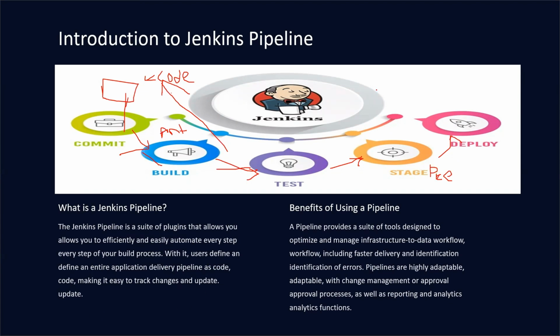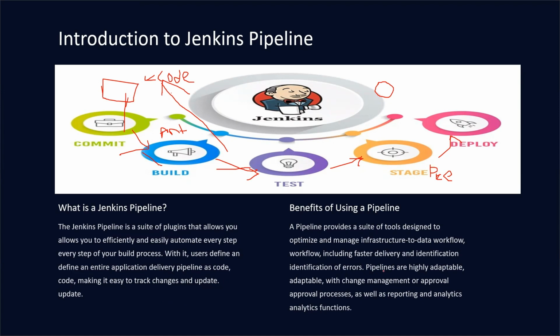Jenkins is a tool. It is developed in Java, so it completely depends on plugins. Whatever external tools or integrations you are using, you need plugins. It is a suite of plugins that allows you to efficiently and easily automate every step of your build process. With it, users define an entire application delivery pipeline as code, which makes it easy to track changes and update.